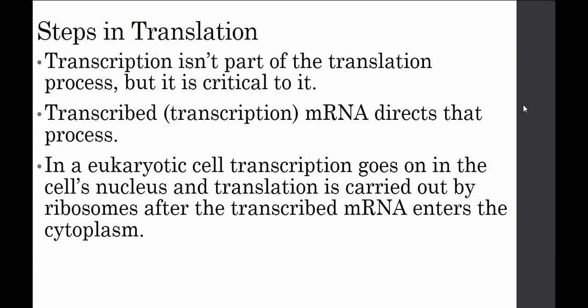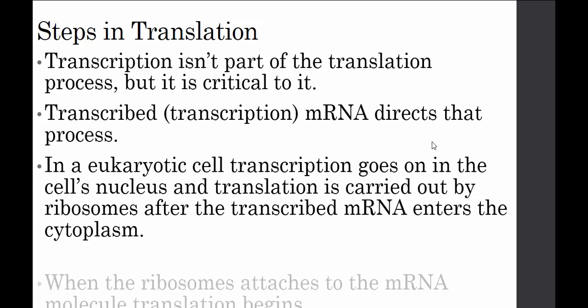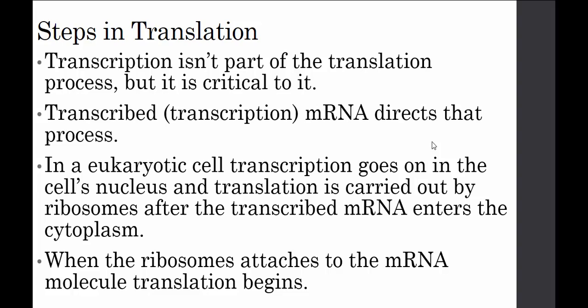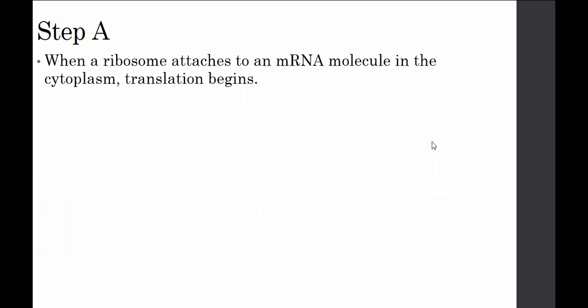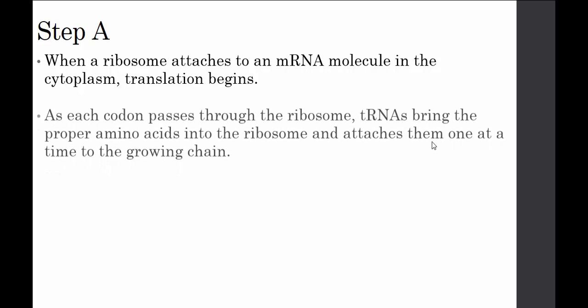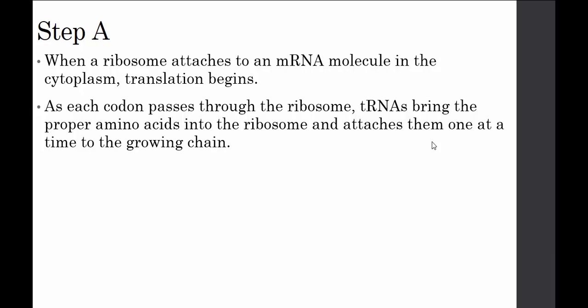So after the mRNA leaves the nucleus and goes to the cytoplasm, that's where translation is going to be carried out by the ribosomes. Now, when the ribosomes attach to the mRNA molecule, translation begins. So the first step: when a ribosome attaches to an mRNA molecule in the cytoplasm, translation begins. As each codon passes through the ribosome, tRNAs bring the proper amino acids into the ribosome and attach them one at a time to the growing chain.